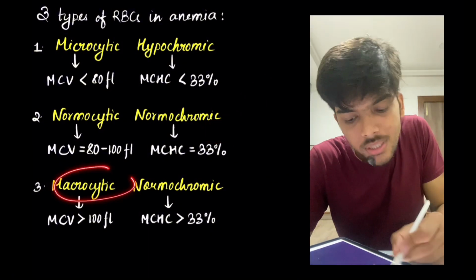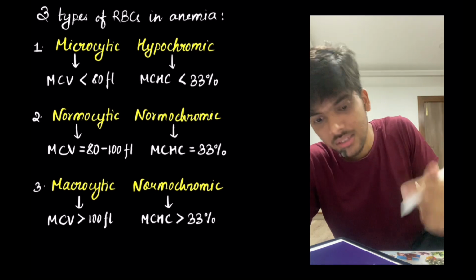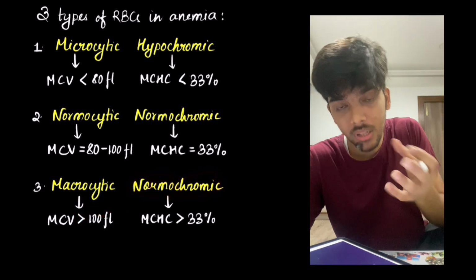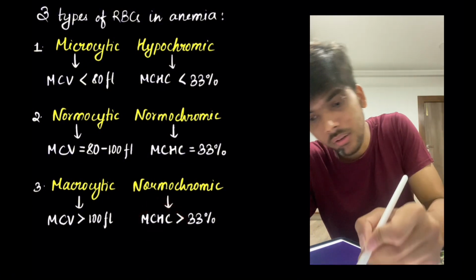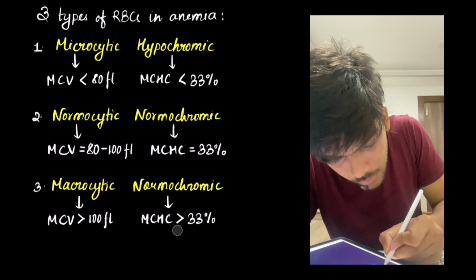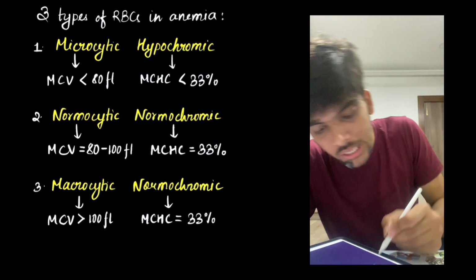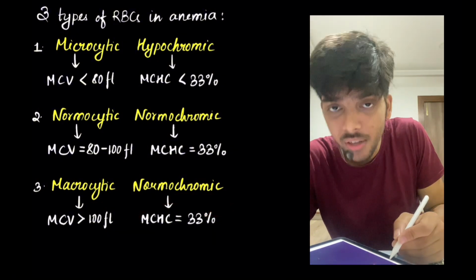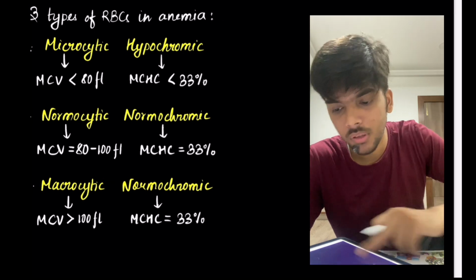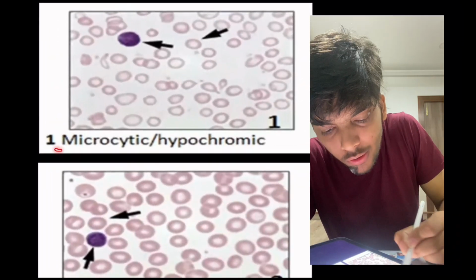Macrocytic normochromic. Macro, large cytic size is going to be larger, so it is going to be more than 100 femtoliter. Normochromic, normal colored, so MCHC is going to be... why did I write more than, it's supposed to be equal to... okay, so change that mistake. All right, MCHC is going to be 33%, that is, there is going to be peripheral 2/3 red and central 1/3 pallor. Here you go, here are all three types. So first you have microcytic hypochromic.